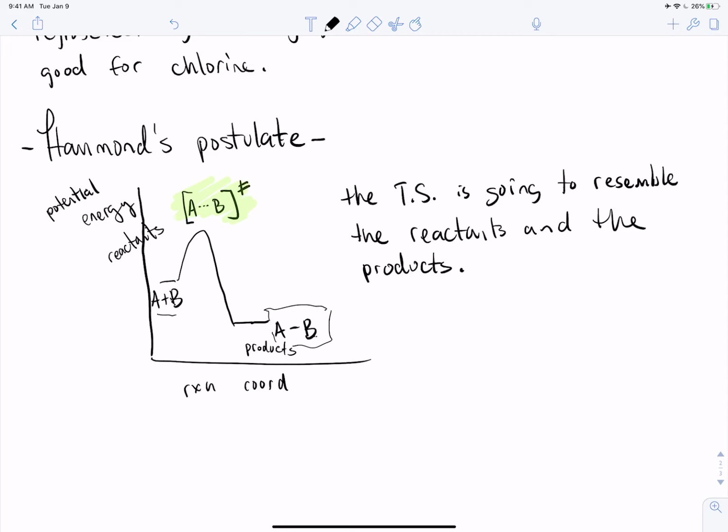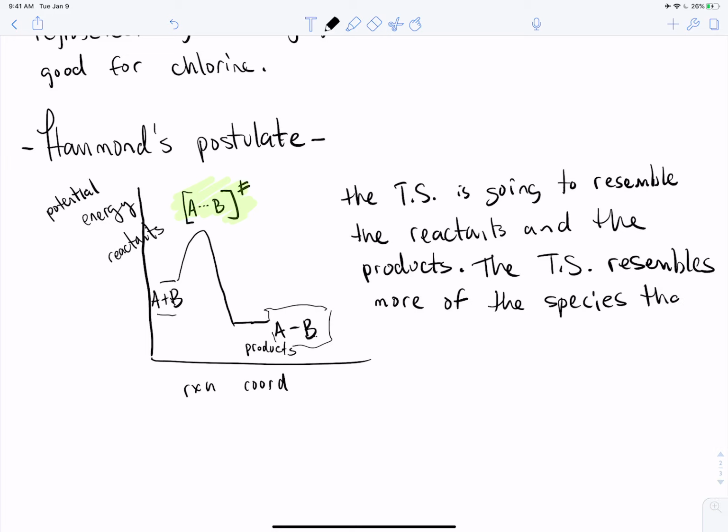What Hammond's postulate says that's really useful is that the transition state resembles more of the species that it is closer to in potential energy.